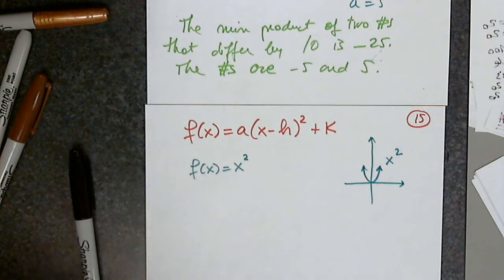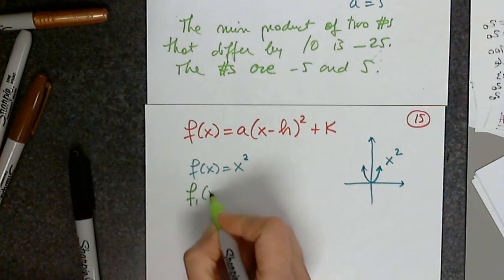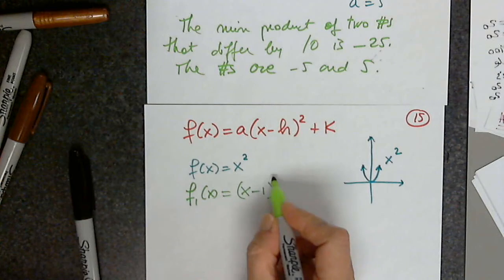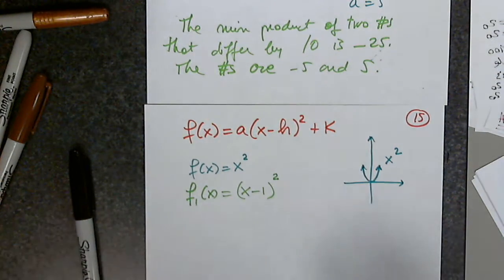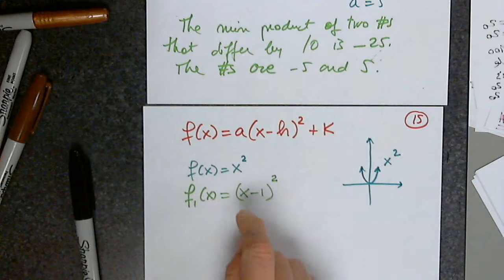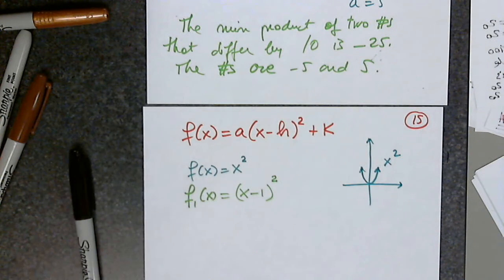Now I would like to graph the following function. I'm going to call it f1 because it's not the same as f. x minus 1, everything squared. Where does this graph go? Where do you think it goes? So which number minus 1 will give us the x-intercept? That's where the graph is going.